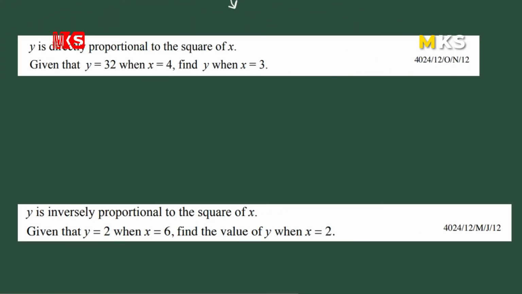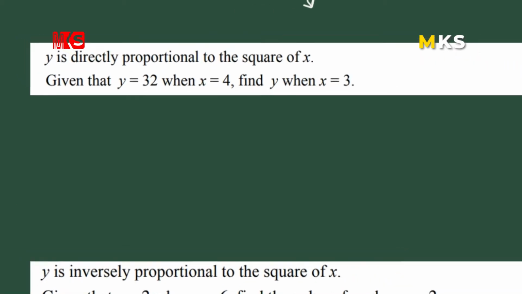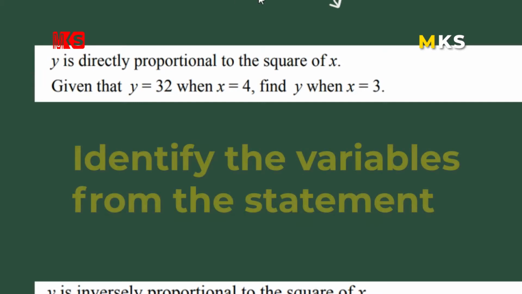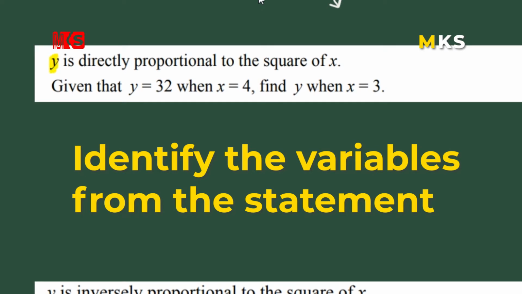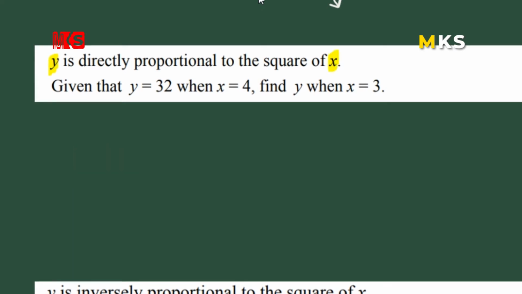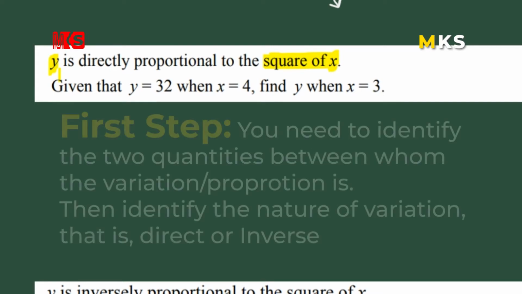Okay, let's start with the question. The question is, y is directly proportional to the square of x. This is the statement of the question about variation. One of the two variables is y and the other is x. And the variation or the proportion or the relationship between the square of x and y is there, because the statement says y is directly proportional to the square of x.